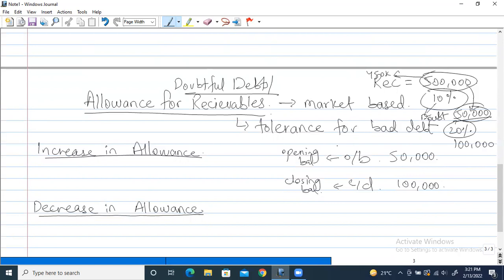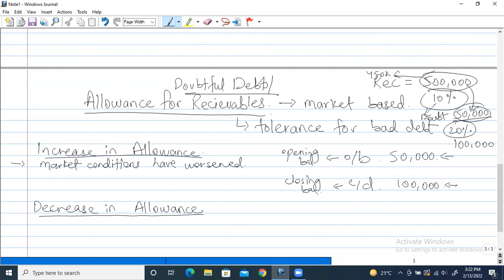So again, the meaning was tolerance for bad debts, right? So this means first the doubt was of 50,000, and at closing of the year end, the doubt is of 100,000. So this means that the market conditions have worsened. Now this brings me to increase and decrease. Now let's discuss this. So increase in allowance means that market conditions have worsened.